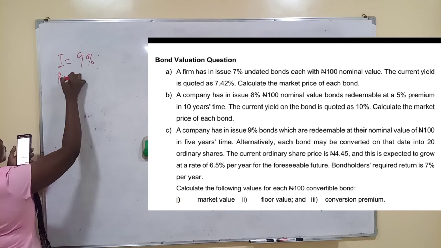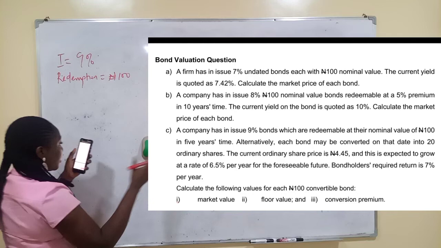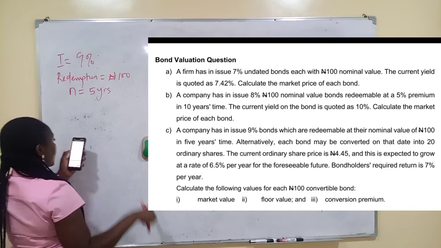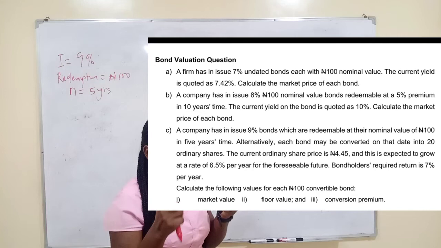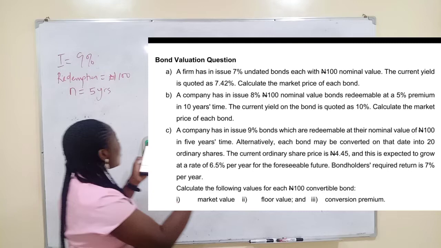100. It's redeemable at par value, redeemable at par in 5 years' time. N is equal to what? 5 years. So they said alternatively, each bond may be converted. That's a convertible debt. That's the conversion option. May be converted on that date into 20 ordinary shares. So R is equal to 20 ordinary shares.